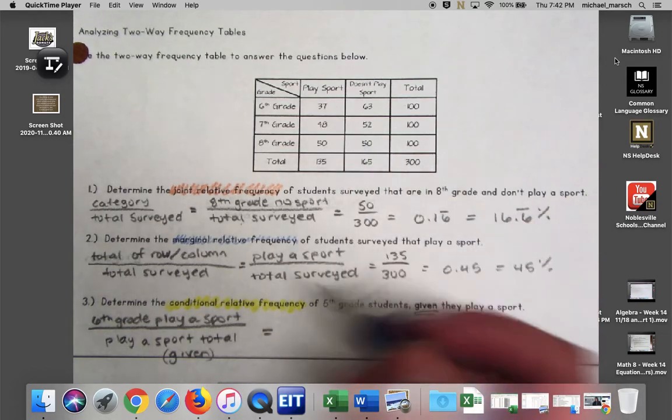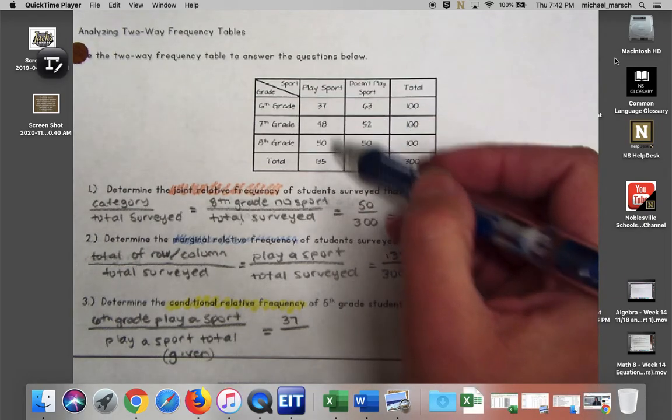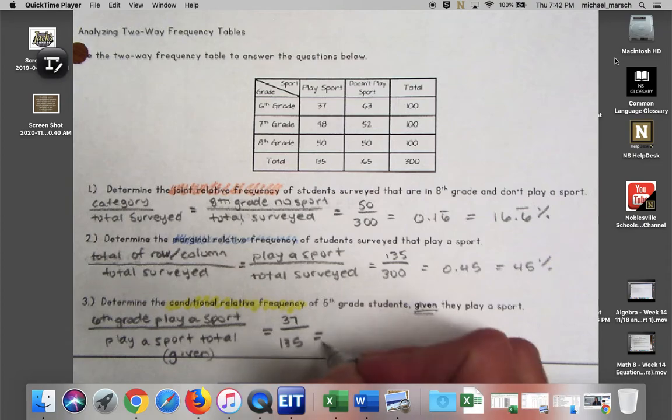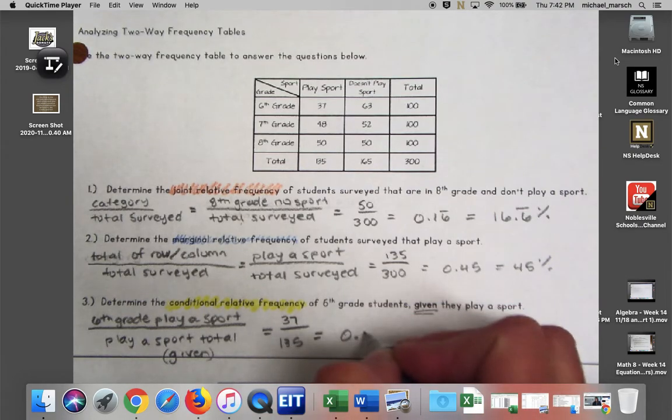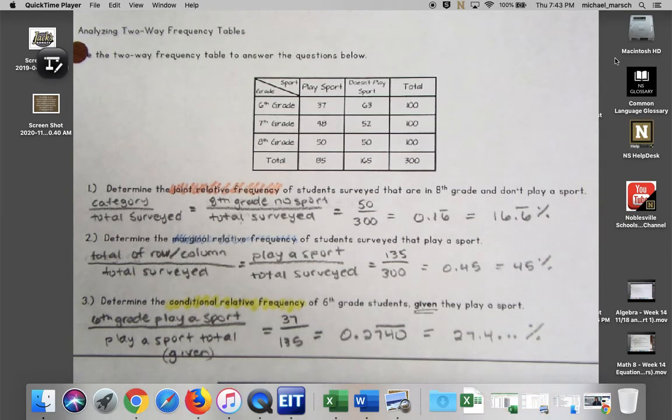There are 37. How many total students play a sport? 135. So I'm going to get this really weird decimal, 0.2740, and only the 740 repeats. Very strange. So then my percent will be 27.4 repeating percent.